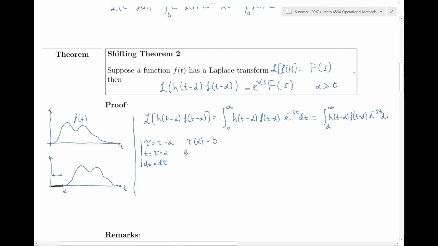And what is tau when t goes to infinity? Well, that's the same. Tau also goes to infinity together with t. Yes, I cannot plug in t equals infinity into the formula for tau just because that's not the correct calculation. When we're dealing with infinities, we always have to consider a limit.